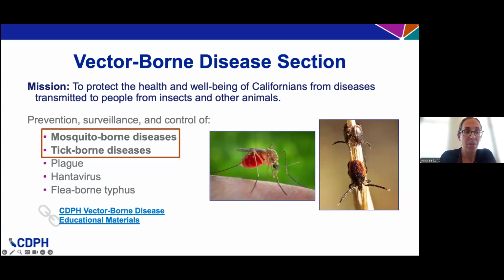Just to orient you to the Vector-Borne Disease Section, we aim to protect the health and well-being of Californians from diseases transmitted to people from insects and other animals. This work includes the prevention and surveillance, as well as control, of a number of things, including mosquito-borne diseases, tick-borne diseases, plague, hantavirus, and flea-borne typhus. I've highlighted mosquito-borne and tick-borne diseases today because those cause the highest burden of disease, the most cases in California, with an example mosquito and tick here for your visual orientation.